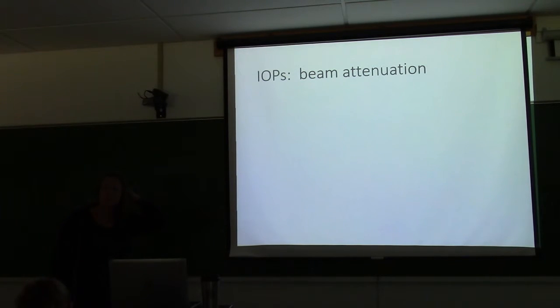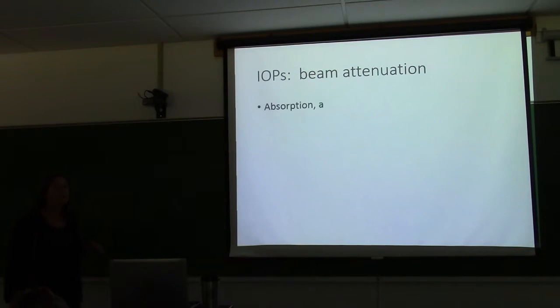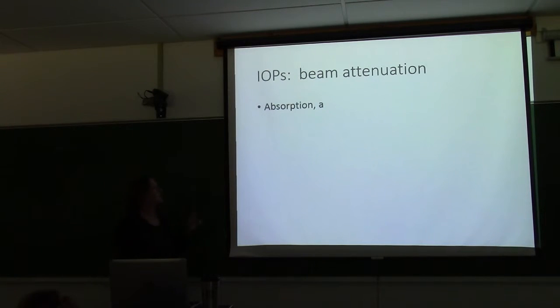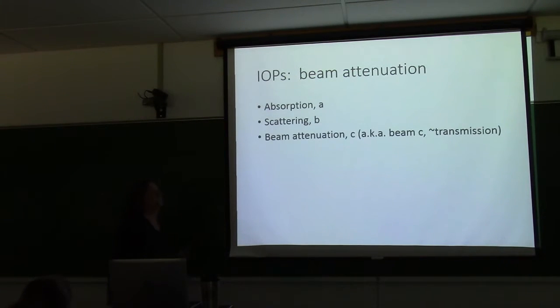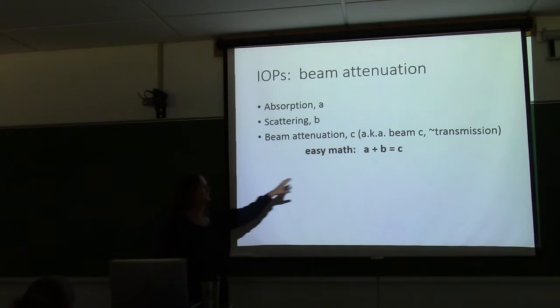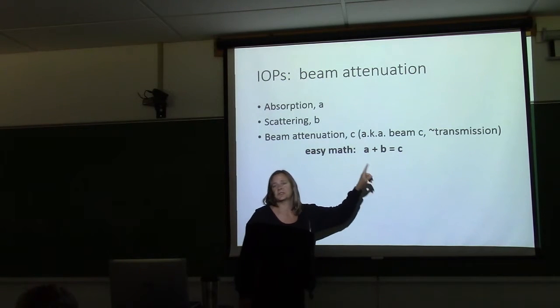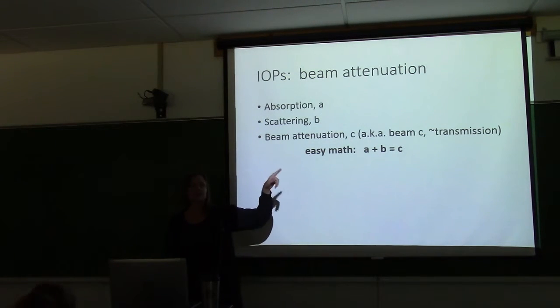And Emmanuel's going to spend more time talking about beam attenuation. But I want to just start by saying we have absorption, which we call A. We have scattering, which we call B. And we have beam attenuation, which we call C, for no apparent reason, except that A plus B equals C. And I'm not sure if that's where it came from, but I wouldn't be surprised.